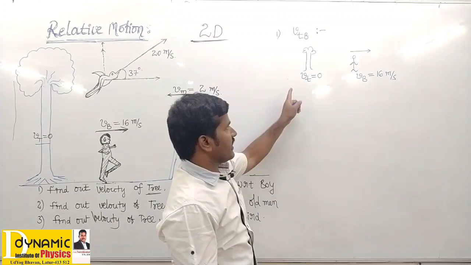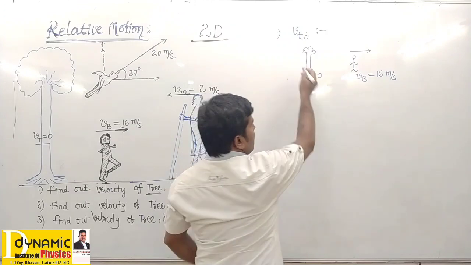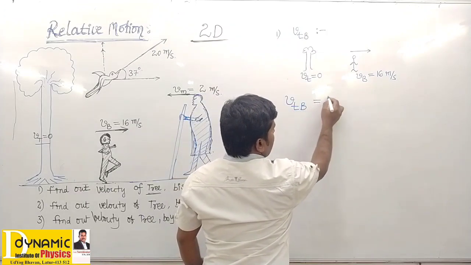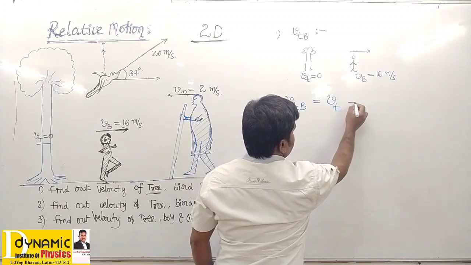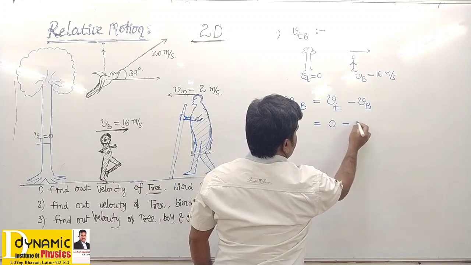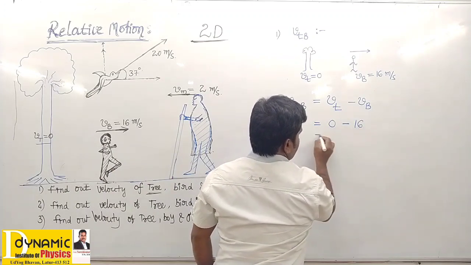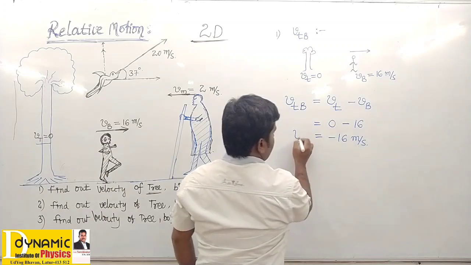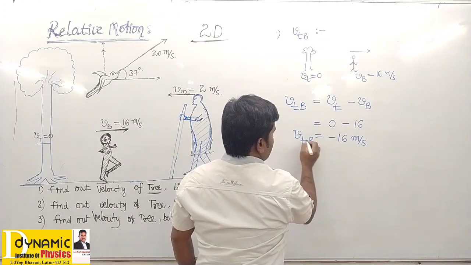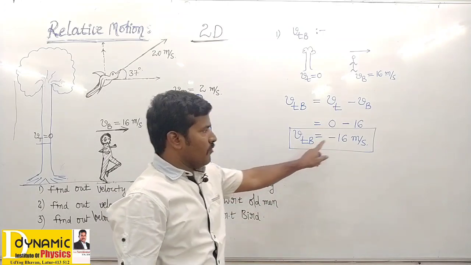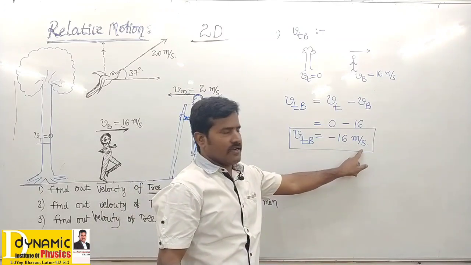16 meter per second. So what is the velocity of tree with respect to boy? This is written as Vt minus Vb. Vt becomes 0, minus Vb 16 meter per second. It is minus 16 meter per second. This is the velocity of tree with respect to boy, minus 16 meter per second.